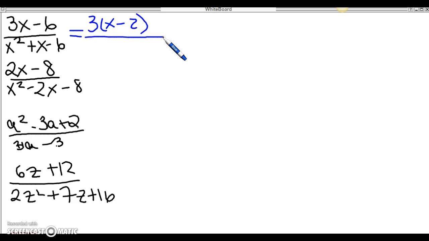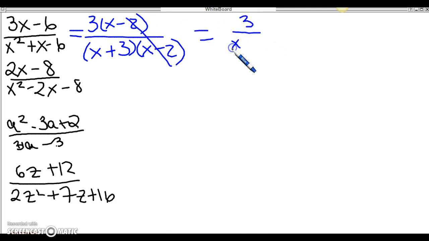The negative 6 has factors of negative 2 and positive 3. So I have x plus 3 and x minus 2. I have a like factor on top and bottom, x minus 2, so they cross out. And I'm left with 3 over x plus 3.